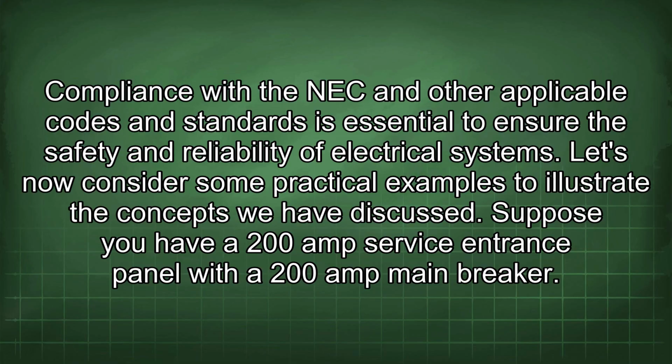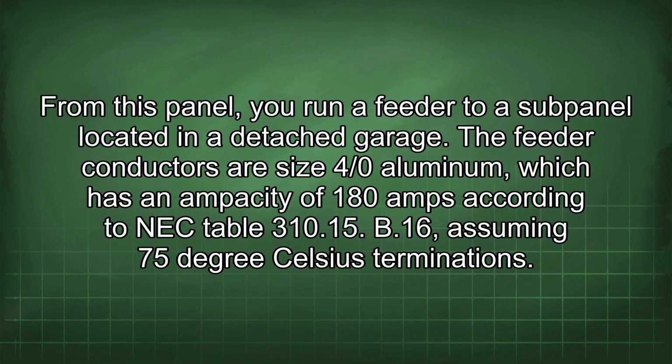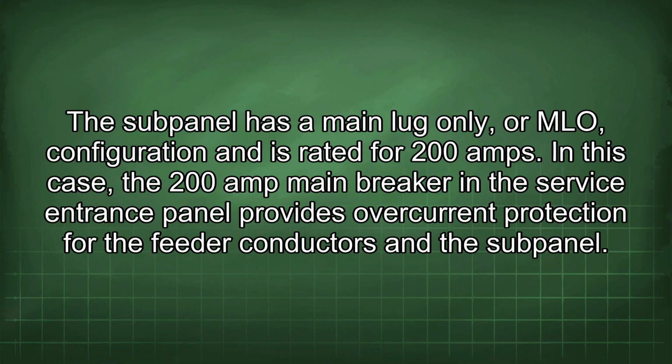Suppose you have a 200 amp service entrance panel with a 200 amp main breaker. From this panel, you run a feeder to a subpanel located in a detached garage. The feeder conductors are size 4/0 aluminum, which has an ampacity of 180 amps according to NEC table 310.15(B)(16), assuming 75 degrees Celsius terminations. The subpanel has a main lug only, or MLO, configuration and is rated for 200 amps.